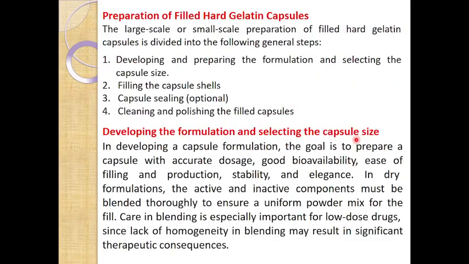Next is preparation of hard gelatin capsule. The large scale or small scale preparation of hard gelatin capsules is divided into the following general steps. The first is selection of the capsule size. Once we have selected the capsule size, we go with the filling process, followed by sealing and followed by finishing. The first step is developing the formulation and selecting the capsule size.